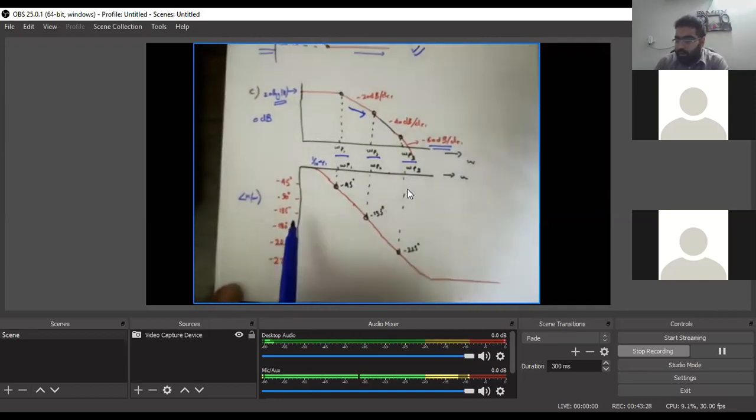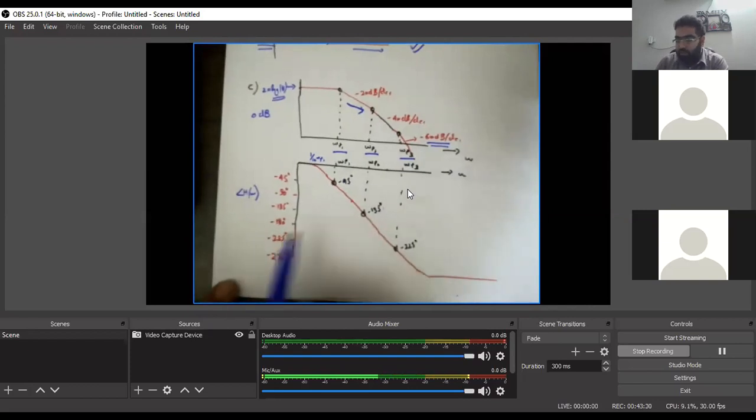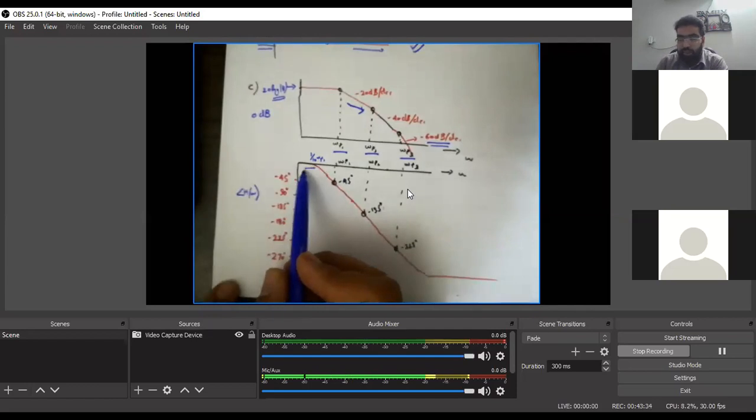So if we talk about the phase response, again, we are going to start at 1/10 of omega p1, which is the first pole, and we are going to start with a minus 45 degree per decade.